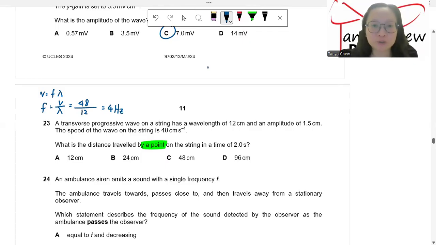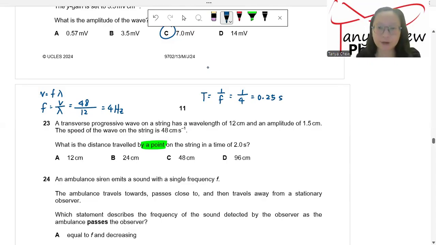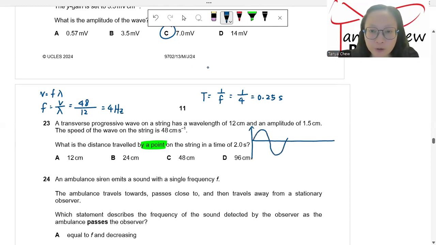From there, I'm going to find period. Period is 1 over frequency, so 1 over 4, which is equal to 0.25 second because they give me the time. Right, so for a wave, I would like to draw my wave here. Okay, this is a wave profile of my wave.